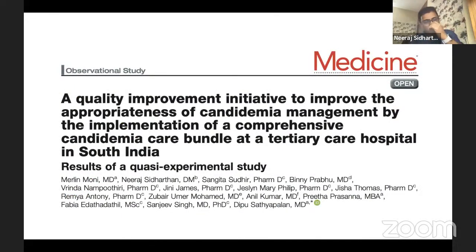I would also like to share one of the quality improvement initiatives that we did. Merlin, our ID physician, has published this initiative. This is a very important quality improvement work done primarily by the clinical pharmacy team in the ID and hematology departments to implement a comprehensive candidemia care bundle.